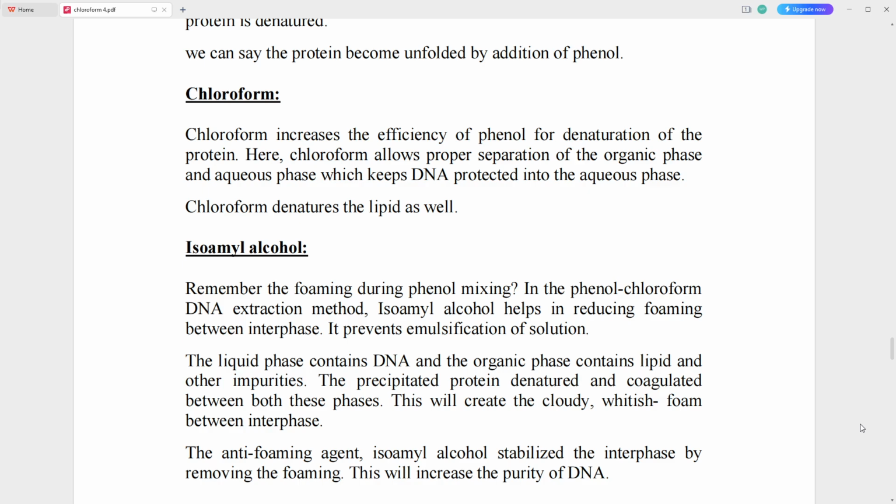Chloroform. Chloroform increases the efficiency of phenol for denaturation of the protein. Here, chloroform allows proper separation of the organic phase and aqueous phase, which keeps DNA protected in the aqueous phase. Chloroform denatures the lipids as well.